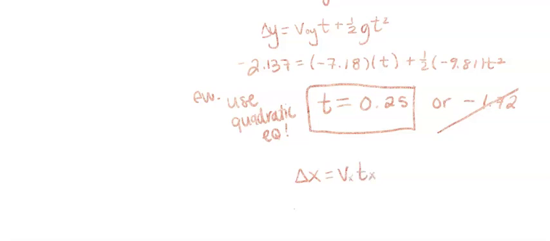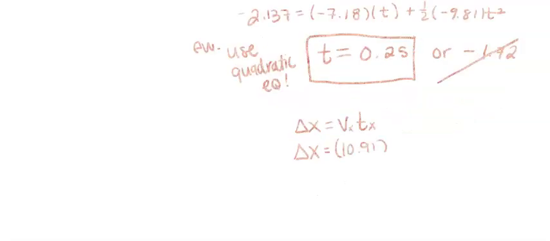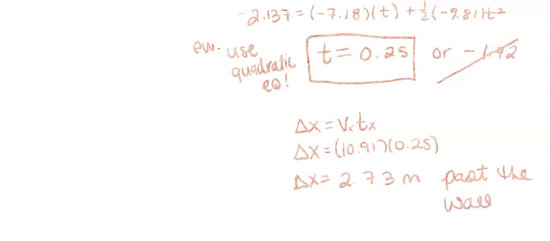So to find our delta x, we use our velocity in the x direction multiplied by our time. We had found our velocity prior, which was 10.91. We just found our time. So multiplying those two together, we will get our delta x distance, which is how far past the wall we went, of 2.73 meters. So again, that is past the wall position. So total from kick, we went a distance of 26.73 meters, but we're just trying to figure out where it lands on the roof with respect to the wall.